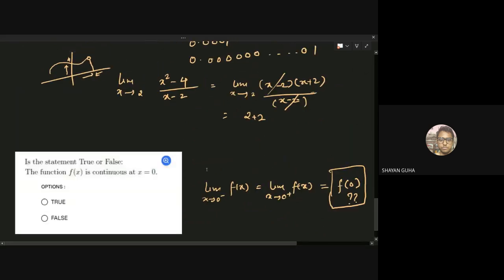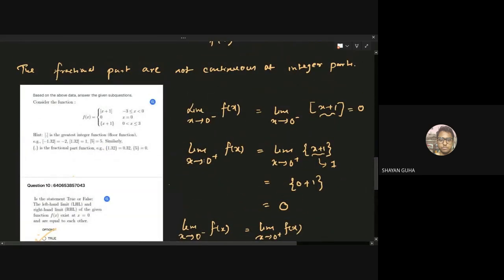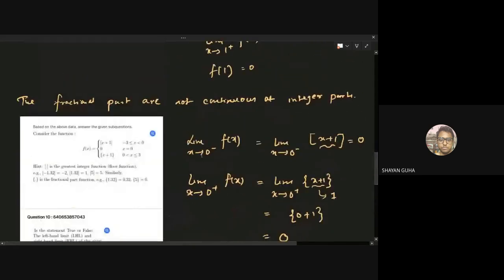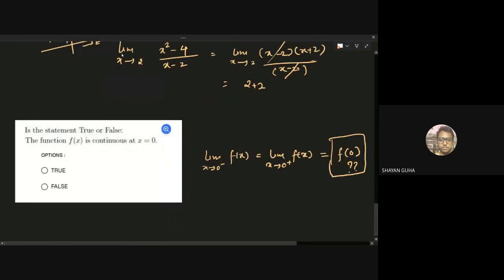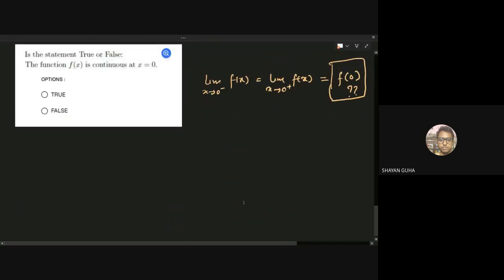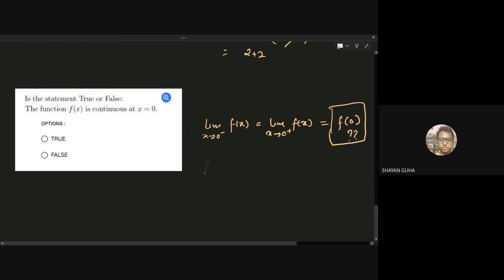Now let's check what the functional value at 0 is. Now we can see that here f(x) is 0 when x equals 0. Okay, let me change the color of the pen. Yeah, this one. We can see that the value of f(x) is 0 when x equals 0. So basically we can say that f of x equals 0 when x equals 0.